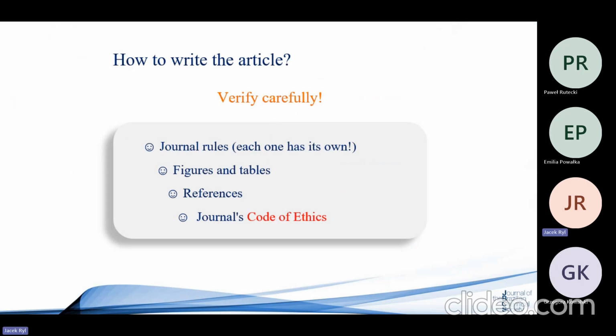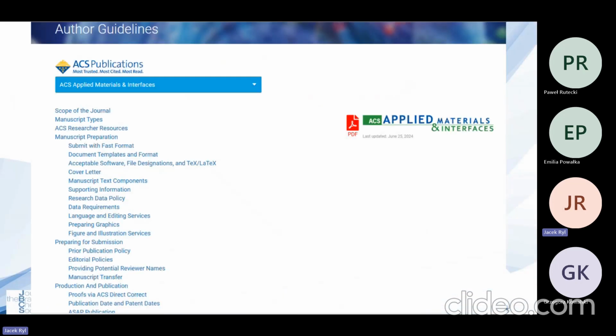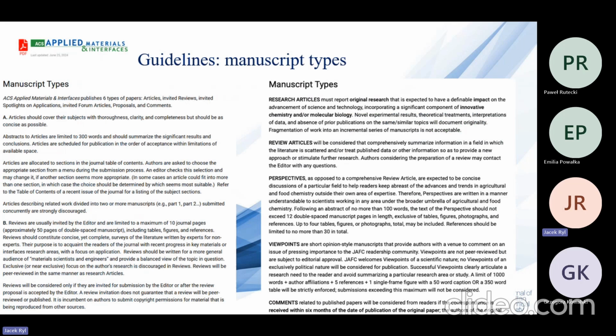Well, so to write an article, you need to verify very carefully journal rules, figures and tables, references, journal code of ethics, and so on. And this we can also find easily in the author guidelines. So here you can see all this information regarding the guidelines for ACS Applied Materials and Interfaces, for example. And also we can find different types of manuscripts. So for example, we can publish an article or a review article or a comment or a letter or a short communication. So every journal has different types of manuscripts that we can publish.